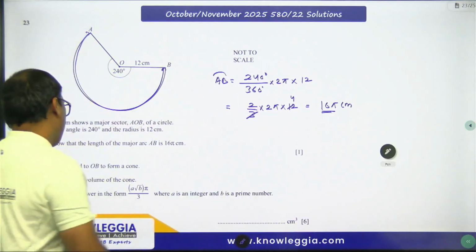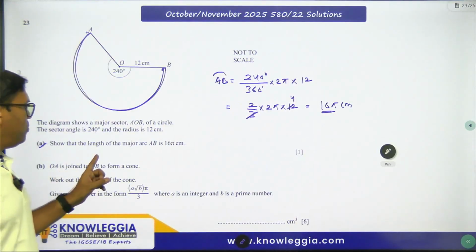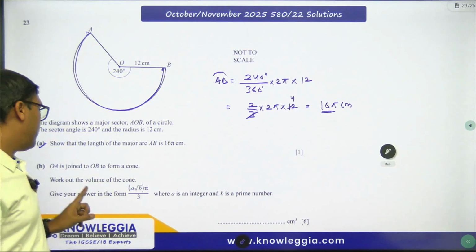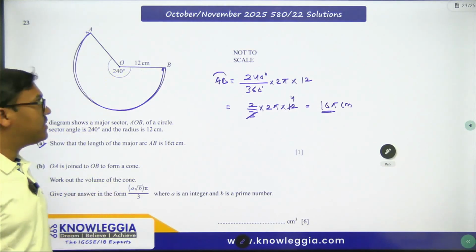This is done. Now OA is joined to OB to form the cone. Find the volume of that cone. Now this is very interesting.